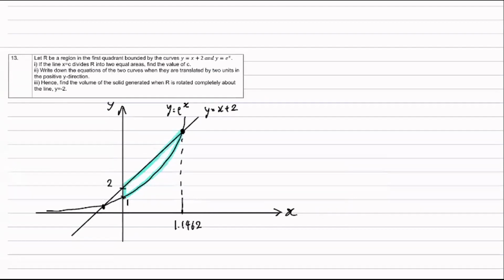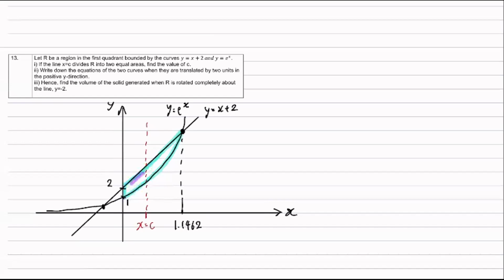What do they want? They say the line x equal to C divides the region R into two equal areas. Find the value of C. Very interesting question. What does it mean? It means that we have this x equal to C. It doesn't have to be the midpoint. It is definitely not the midpoint between 1.1462 and 0. If x equals C, it splits the region up into a left half and a right half.